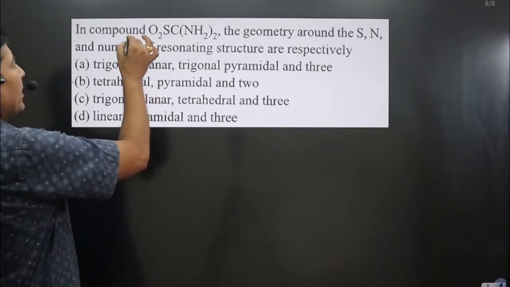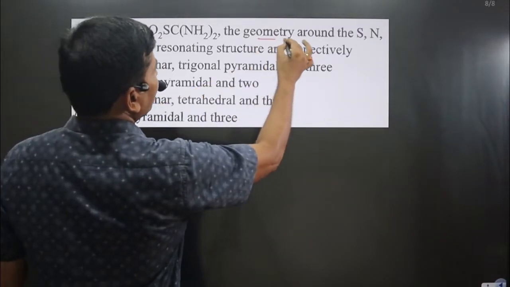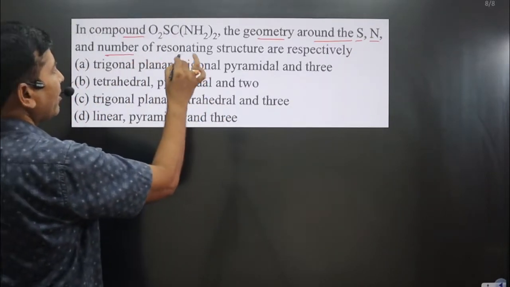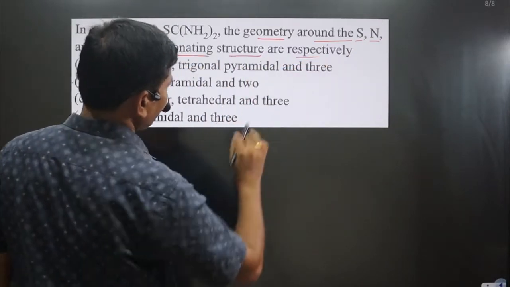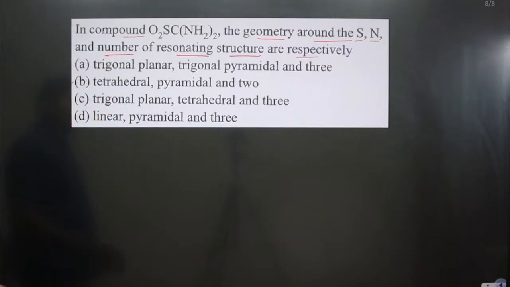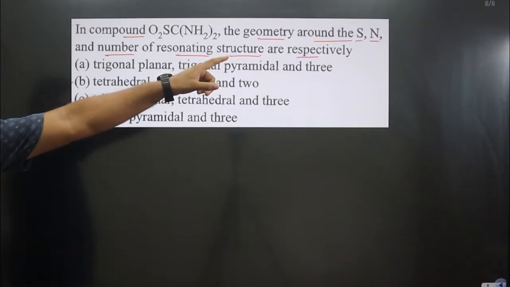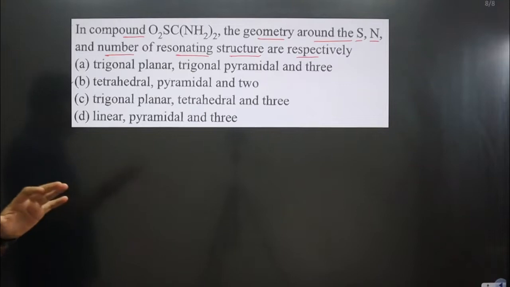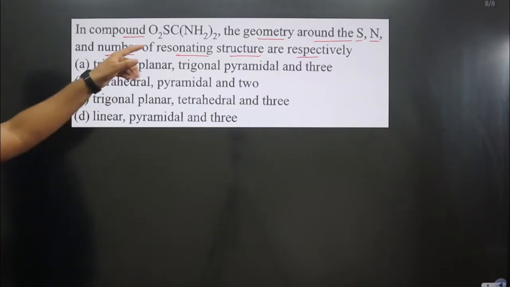The question says: in the compound, the geometry around sulfur, nitrogen and the number of resonating structures are, respectively. So first of all we have to find the geometry for sulfur as well as nitrogen, and then determine the possible number of resonating structures. So we can draw the structure.